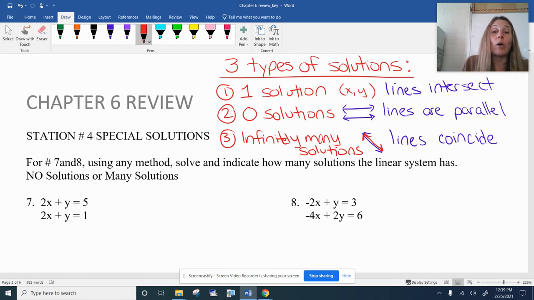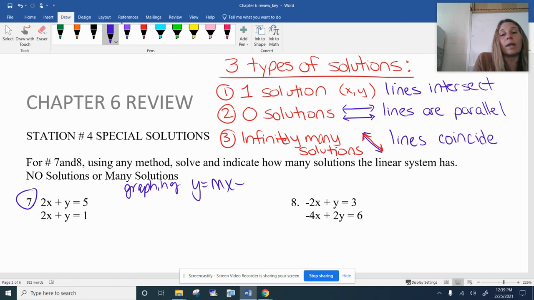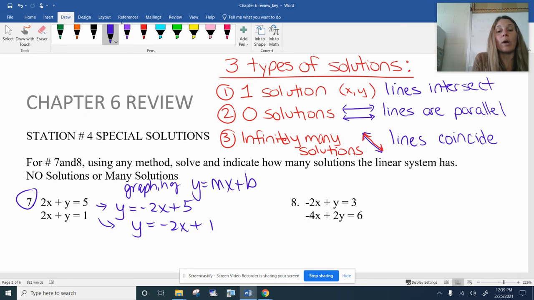Okay. Now, what method you use to solve these is totally up to you. So, for example, the first one, let's say I'm going to use the graphing method. Okay. If I want to do this by graphing, I would just need to get my equations in y equals mx plus b and look at my slopes and my y-intercepts. Now, because the y's are by themselves here, this one would be y equals negative 2x plus 5, and this one would be y equals negative 2x plus 1.